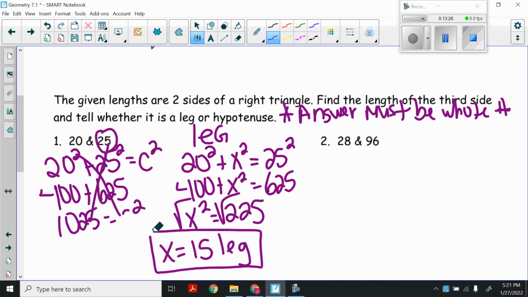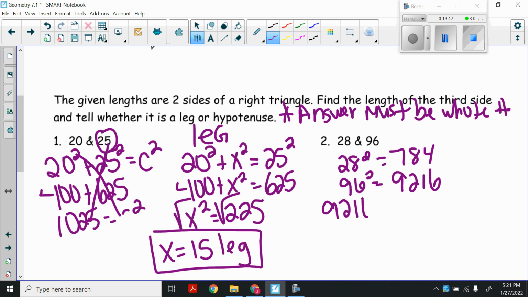So example number 2, 28 and 96. Again, basically we're squaring both numbers. So if I square 28, I get 784. If I square 96, I get 9,216. I can try adding them together and see if I get a perfect square. So if I add those two together, I get 10,000.